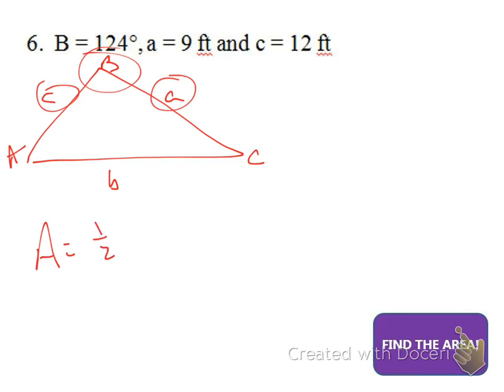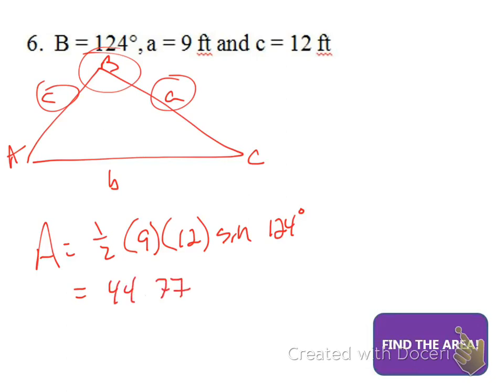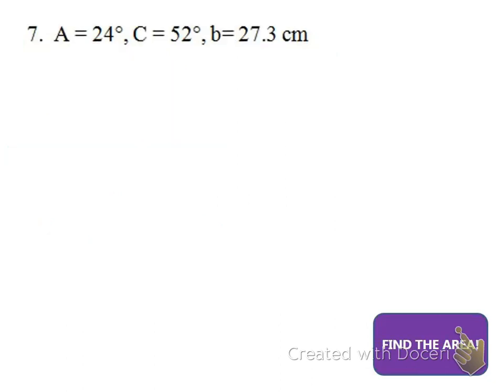So now we take 1/2 times 9 times 12 times the sine of 124 degrees, right? 9 times 12 times sine of 124 degrees, and then divide that by 2, and you get 44.77 feet squared. Right? That's it. All right?